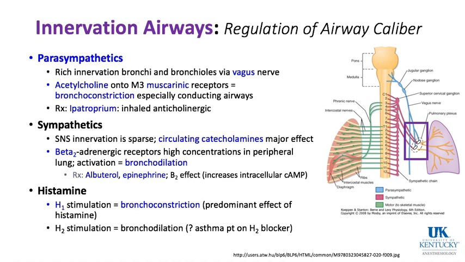The sympathetics: there is sparse innervation of sympathetic nerves to the airways, but circulating catecholamines can have a major effect. That is from your adrenal, or if you administer them exogenously, like intravenous epinephrine, because beta-2 receptors are present in high concentrations in the peripheral lung, and when they're activated, bronchodilation occurs. Albuterol inhaled or intravenous epinephrine via the beta-2 receptor results in increased intracellular cyclic AMP and bronchodilation.